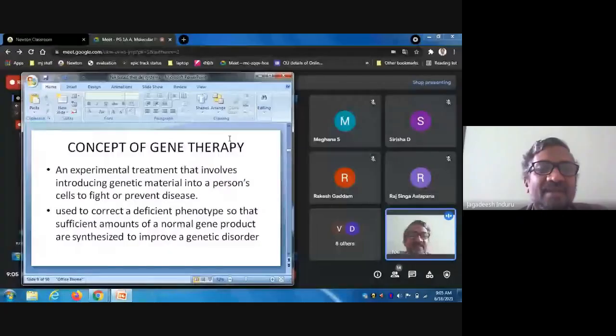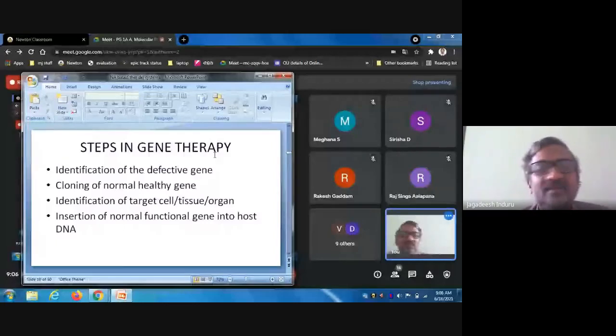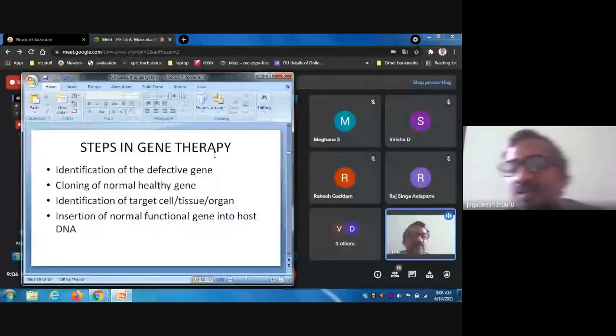The steps involved we have already seen. First we identify the defective gene and clone it outside, making a healthy gene which does not have any defect. Then we identify the target cell, tissue or organ where we need to insert this corrected gene, and insert the normal functional gene into it. This is what is done. So our part in that particular case is how to deliver it.